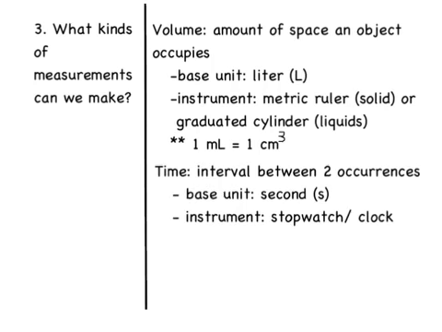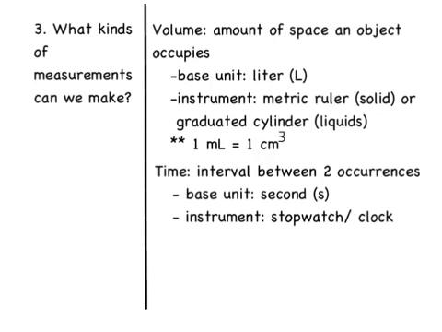All right, so time is the interval between two occurrences, and our base unit for time is seconds, so we use this on a daily basis as well. Seconds, minutes, hours, those are all time measurements. Seconds is the base unit, and anything bigger or smaller than that is beyond that. So the instrument that we use for time is a clock or a stopwatch. All right, so that's what we use to measure time, and so we'll be using stopwatches and clocks if we need to make certain measurements of time in our labs this year.